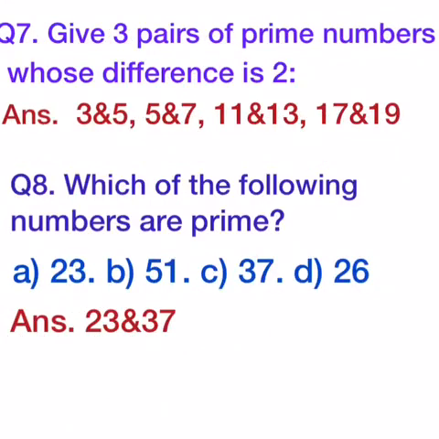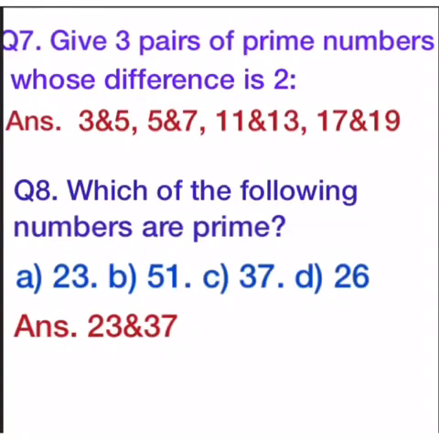Question number 7. Give three pairs of prime numbers whose difference is 2. Now children, we have to find out two prime numbers which when subtracted give 2. These types of numbers, that means two prime numbers whose difference is 2, are called twin primes. So now here we have to find out such three pairs of prime numbers whose difference is 2.